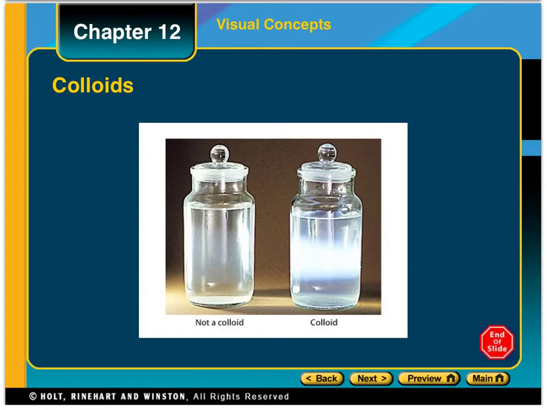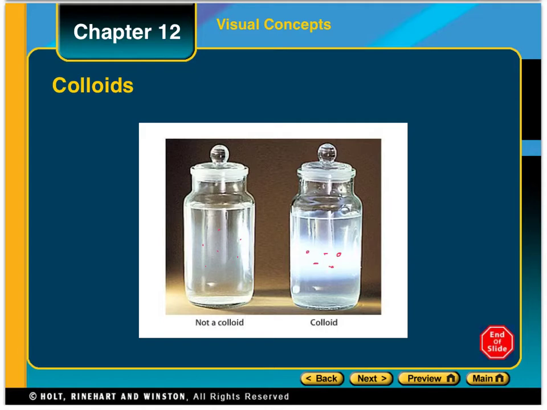Here is a good picture to tell the difference between a solution and a colloid. Remember, in a solution the particles are super small and you can't see them. But if you look at a colloid, you really can't see the particles either. But believe it or not, the particles are a little bit larger.